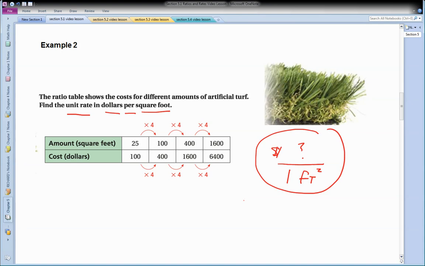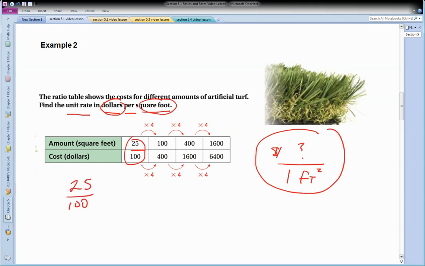And how do we get there when we have a ratio table? Well, notice that for the ratio table, in each one of these ratios, to go from one to the other, I'm just multiplying by 4. So these really are all equivalent ratios or rates. And now I have to pay attention to how I'm going to set up my rate that I will use to convert into a unit rate, because it's dollars per square foot. A lot of times students will start off and just say, oh, that looks like 25 over 100, so I'll just use that.